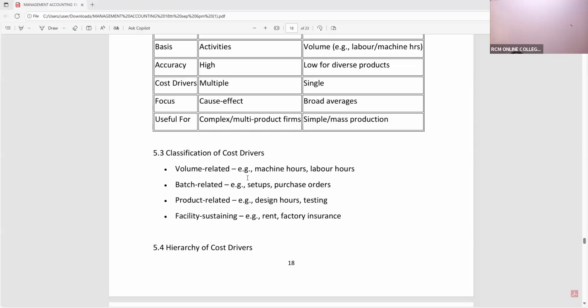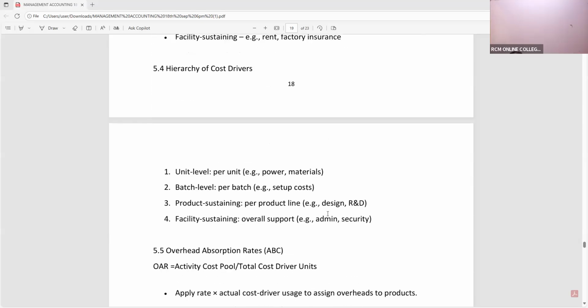We have those cost drivers which are facility sustaining. For us to be able to sustain our facilities, we must pay rent, for example. We must have factory insurance. Then we have what we are calling the hierarchy of cost drivers. Just listen, you'll be able to understand this as we progress.